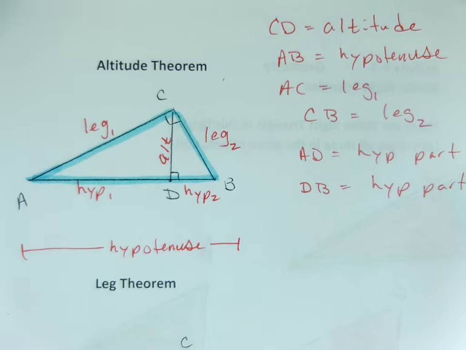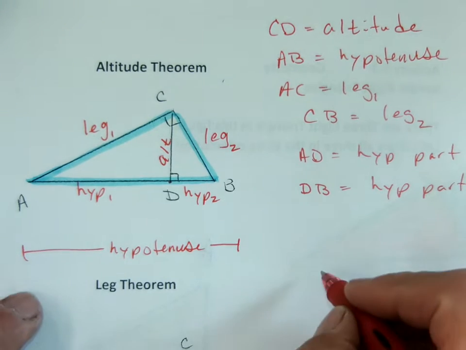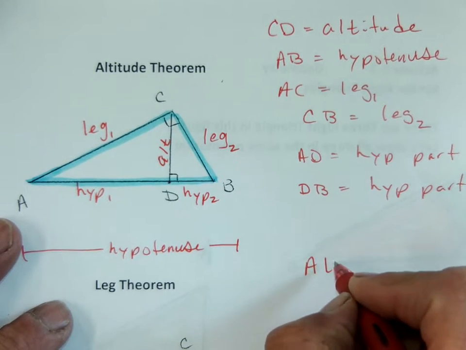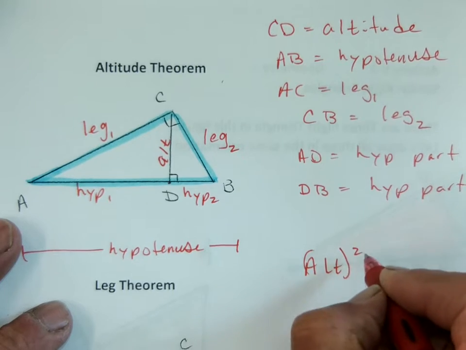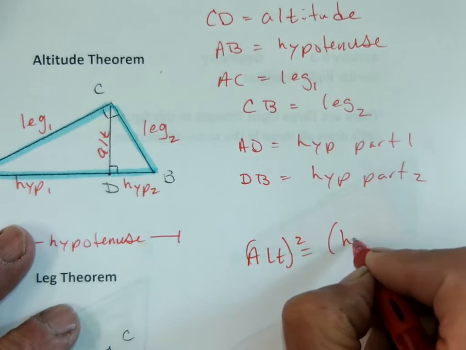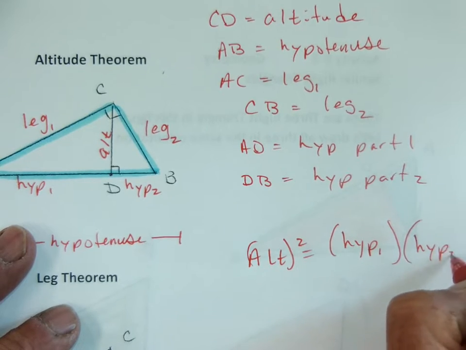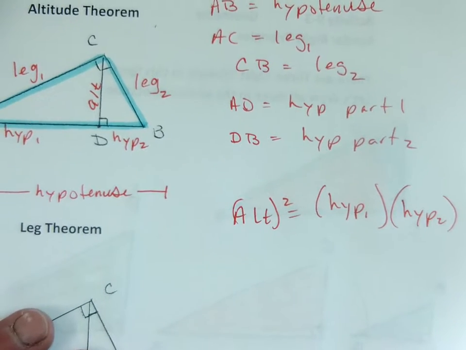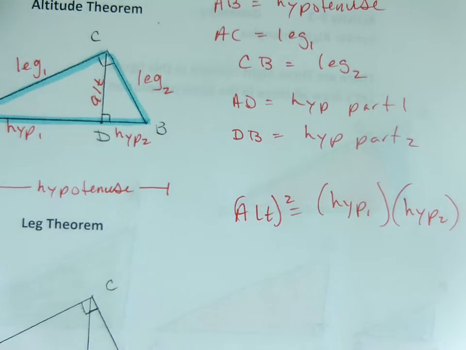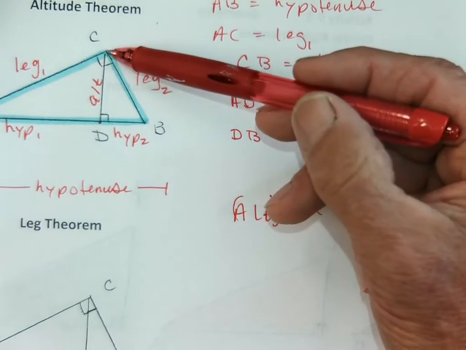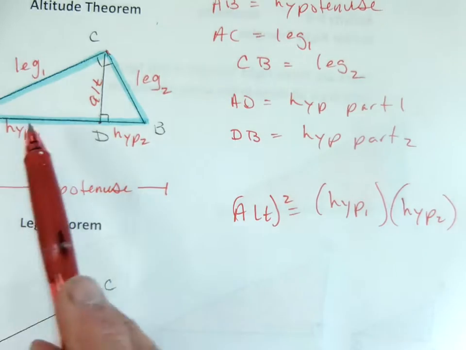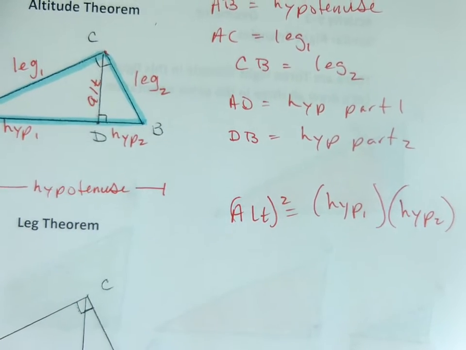I'm going to write it, okay? So we're going to say altitude squared is equal to hypotenuse part 1 times hypotenuse part 2. Okay, I'm going to say it again. So you guys get it. This times this, or this squared, is equal to this piece times this piece. Okay, that's the formula we're going to use.